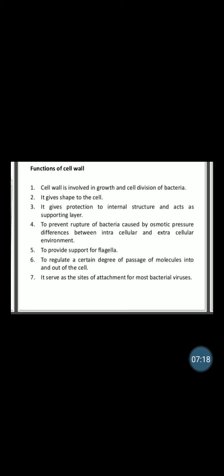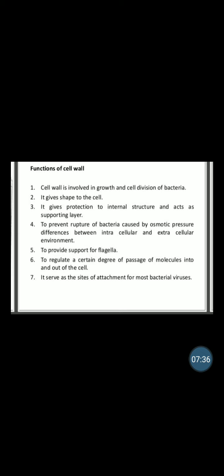Next, it prevents the rupture of bacteria which is caused by osmotic pressure, that is, differences between the intracellular and extracellular environment. Next, it provides support for the flagella. Flagella are responsible for motility or movement. So a function of the cell wall is to provide support for flagella.